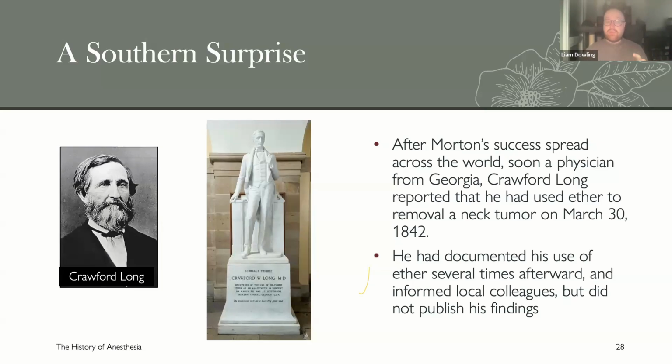He has documented reports of him using ether as early as 1842, so as early as 4 years before this public demonstration out at MassGen. He had documented his use of it. He had patients vouching for him. He had informed his local colleagues. But unfortunately, he did not publicly produce his findings. He didn't report it in a medical journal. And so a lot of the credit that maybe he would have gained or deserved was lost because he didn't inform the general public at the time. It was very insular to his medical community in Georgia.